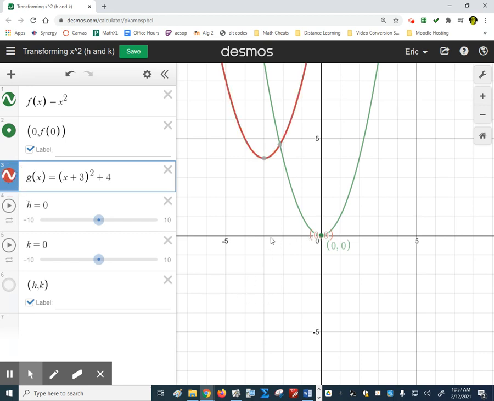Look, we took the vertex and we moved it 3 to the left and up 4. There you go. Everybody good with that? Okay, all right.